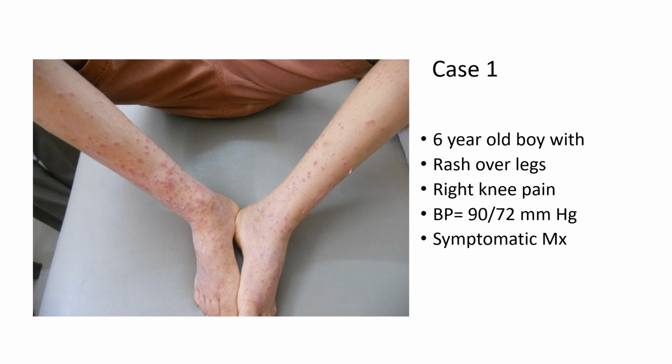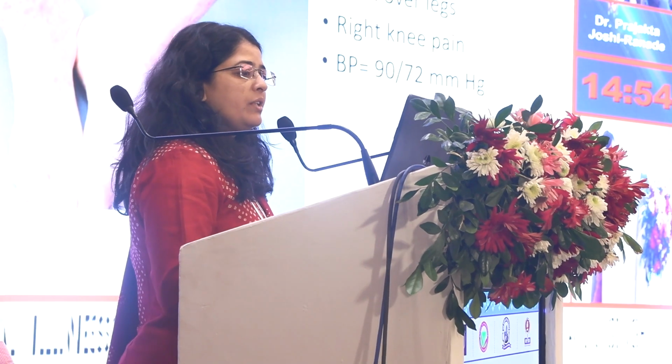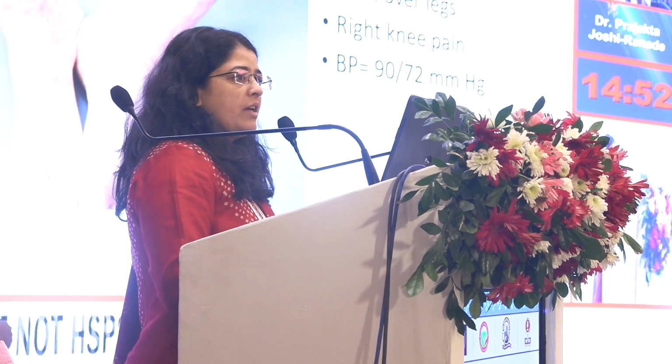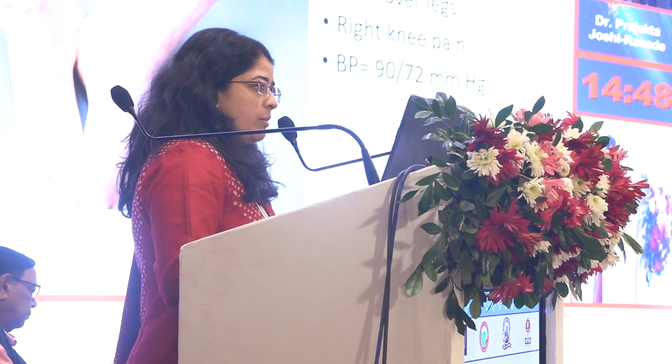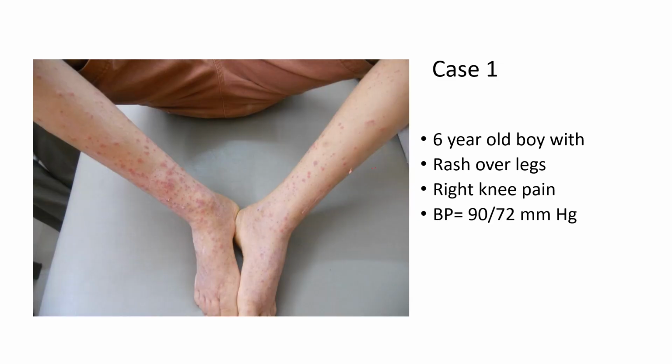The first case is a 6-year-old boy who has presented with typical palpable purpuric rashes and arthralgias. His blood pressure was normal. The parents are really worried about the scary looking rashes and the child is in severe pain. So how would you manage at this point?